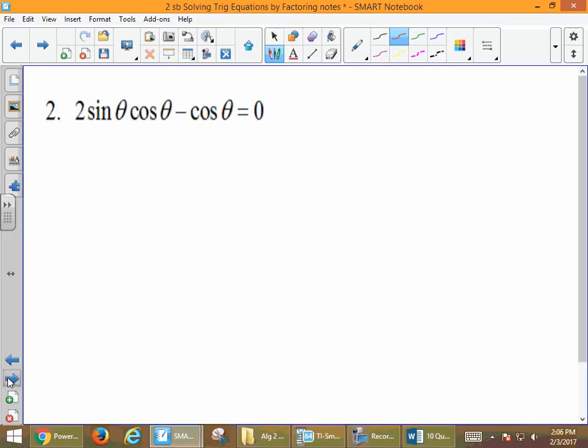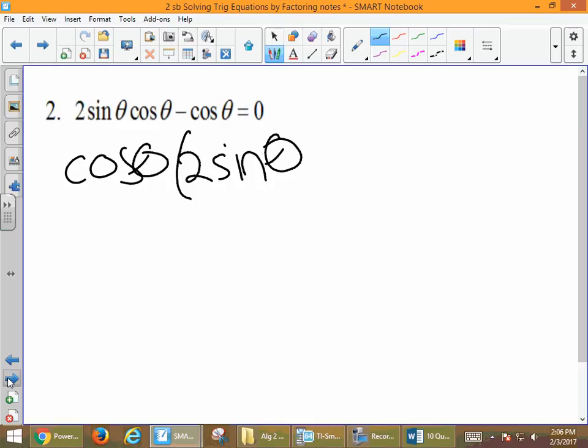So let's try another one. So now we have 2 sine theta, cosine theta, minus cosine theta equals 0. So what should be our first step when we want to solve? GCF? So do we have a GCF? Yes. We have cosine of theta. So we can pull a cosine of theta out of each of these. That's the same as dividing them by a cosine theta. So we have 2 sine theta divided by cosine theta is just going to be 2 sine theta. And the cosine theta divided by cosine theta is just going to give us 1.